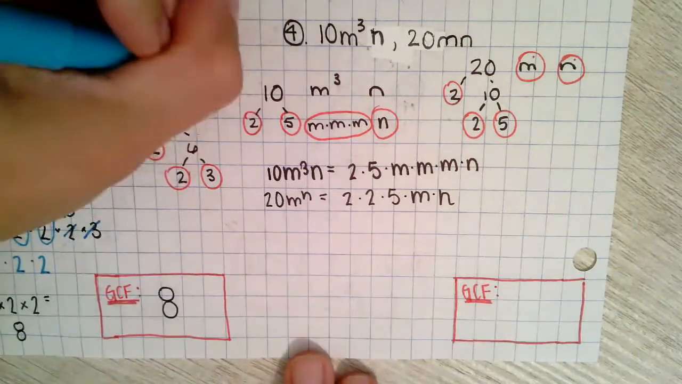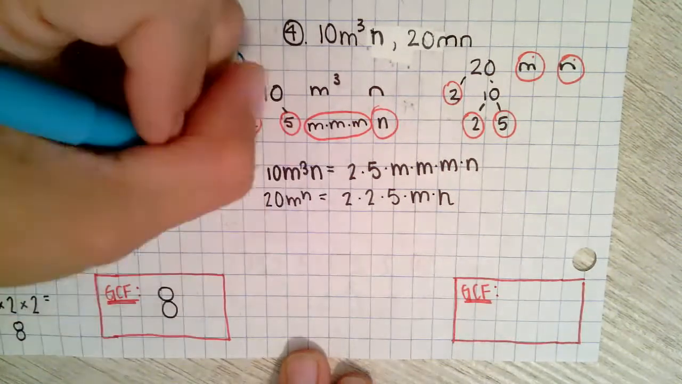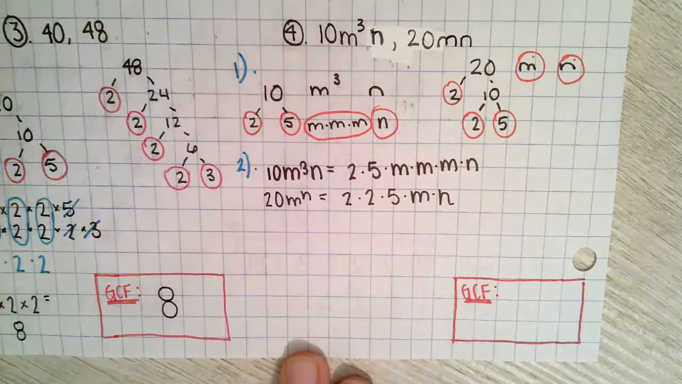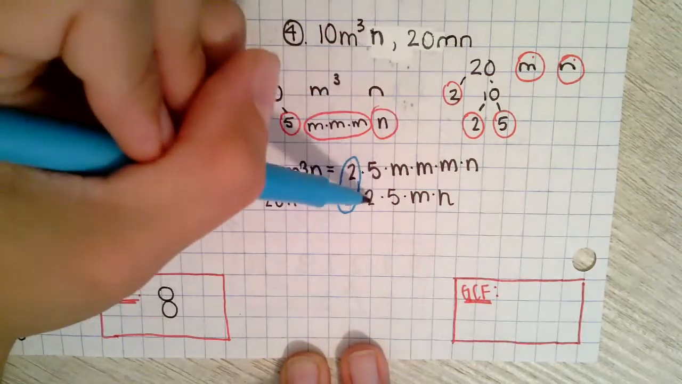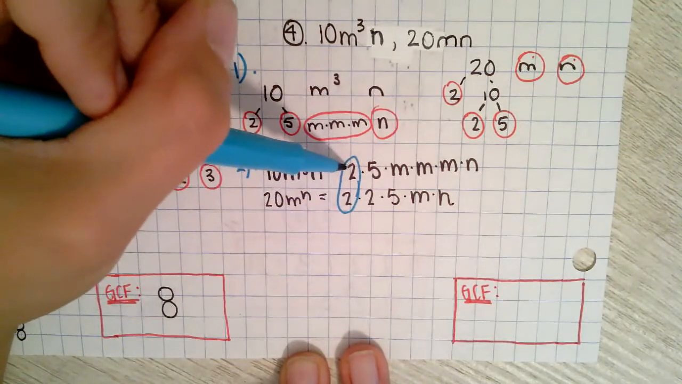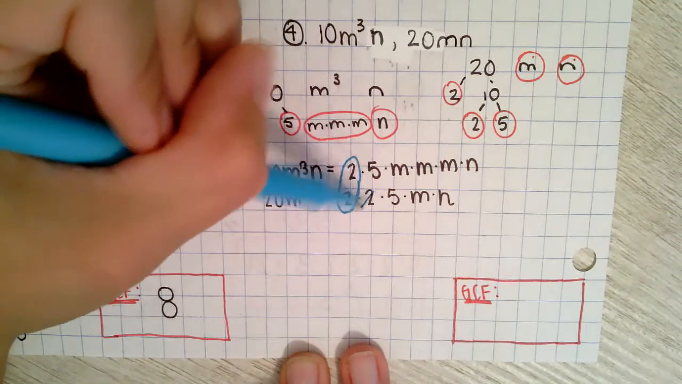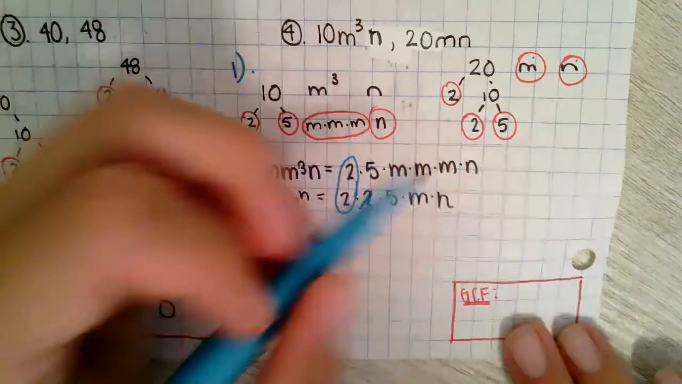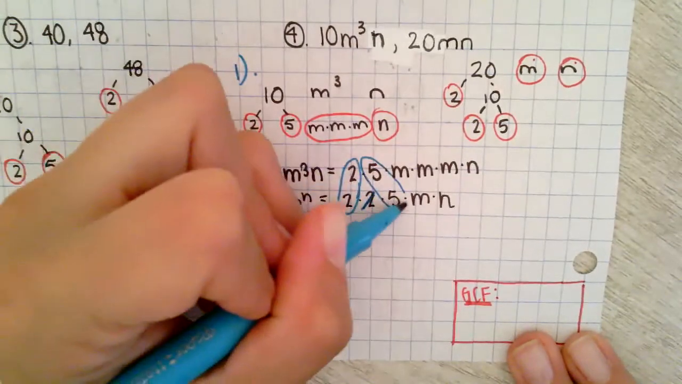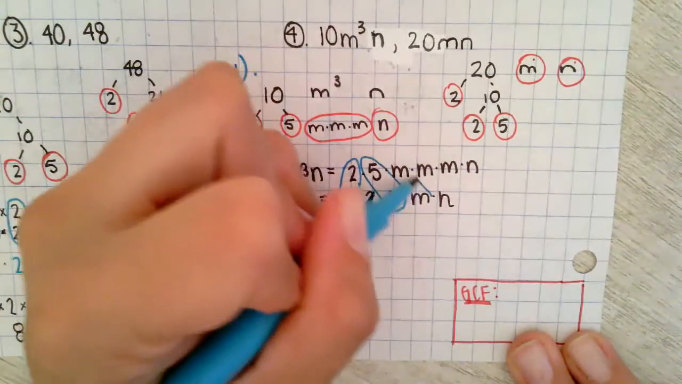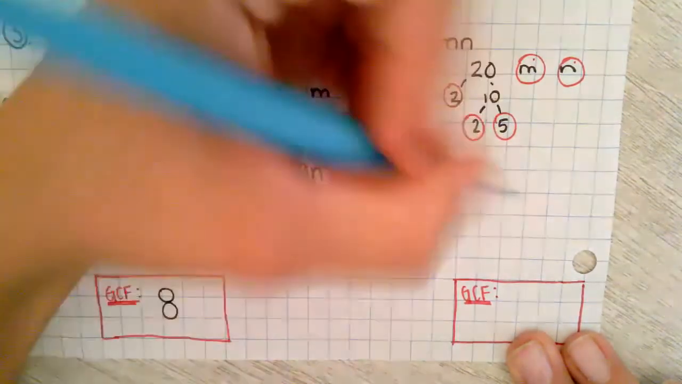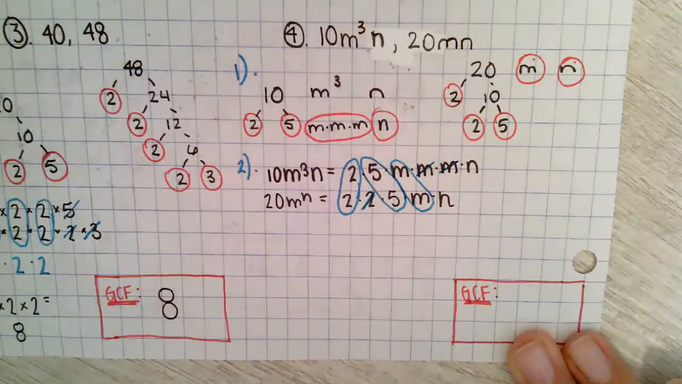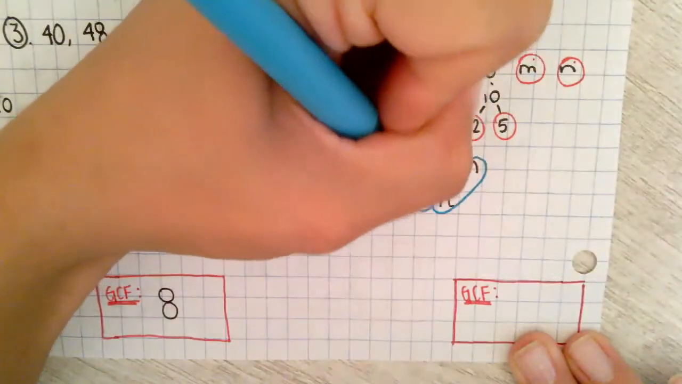So we did step 1, factorization. Step 2, find our common factors. Easy enough. All right, these line up. We got some 2's. Ooh. 10m cubed n does not have 2 2's, so that one doesn't count. But they both have a 5. They both have 1 m. 20mn does not have these extra m's. And they both have an n.